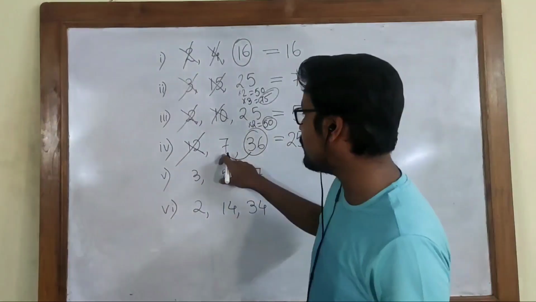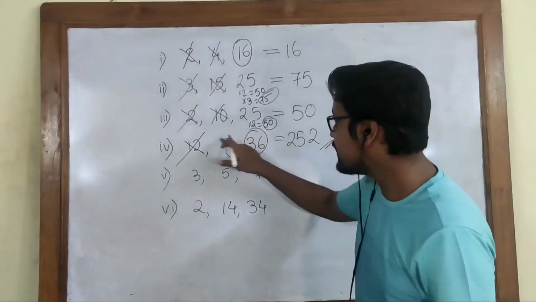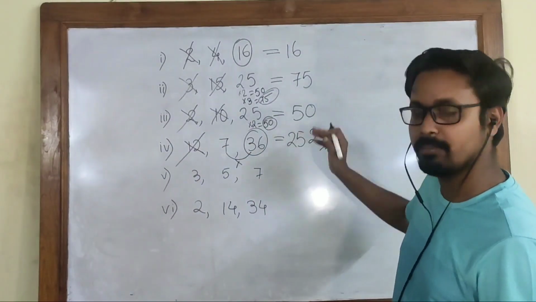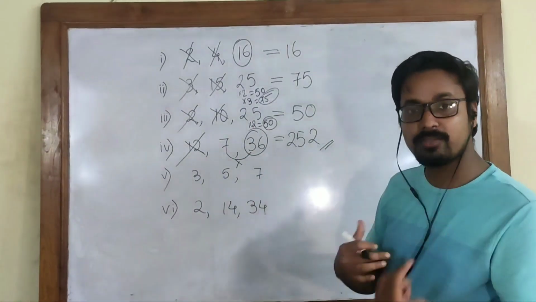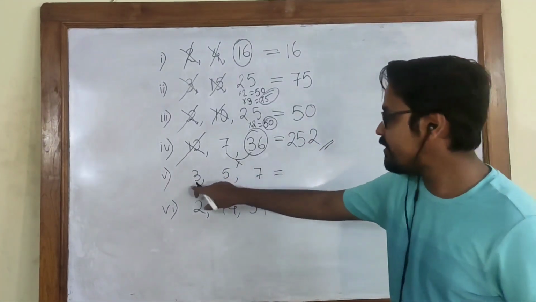So if you find any number which is a prime number and it is not a factor of this number, in that case multiply the numbers. If it is a factor, then obviously this will be the highest number and it will become the LCM. Okay, so now let's move forward. Here we have 3 numbers which are all prime: 3, 5 and 7.